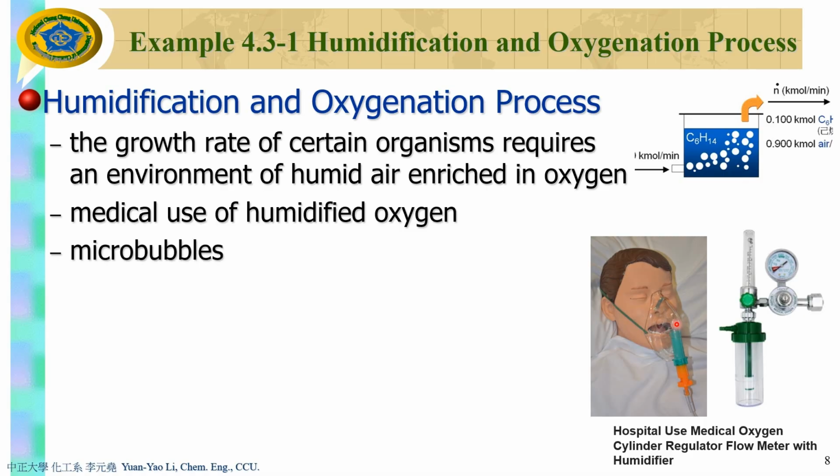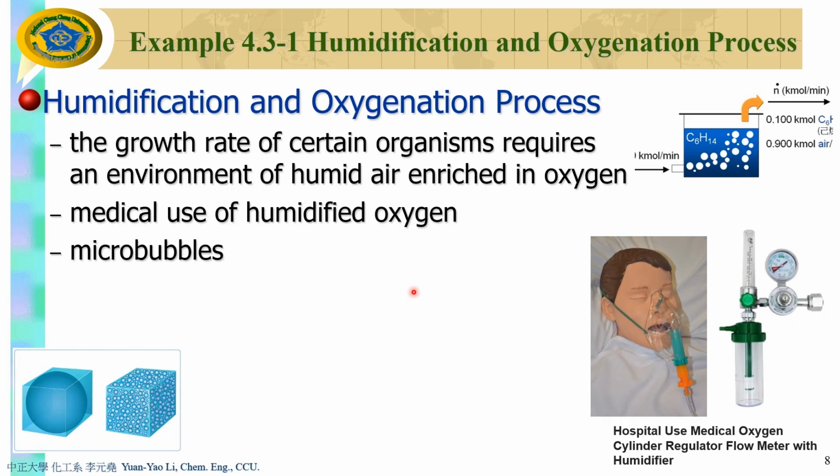Okay? Another application of this humidification of oxygen is called microbubbles. What is a microbubble? This is a bubble in the water. You know, you can make bubbles in the water, right? And this surface area is too low because this bubble is too big. So can you have a machine to make very, very small, tiny bubbles, which can increase a lot of surface area? This is called a microbubble. So this bubble can have what? Oxygen.